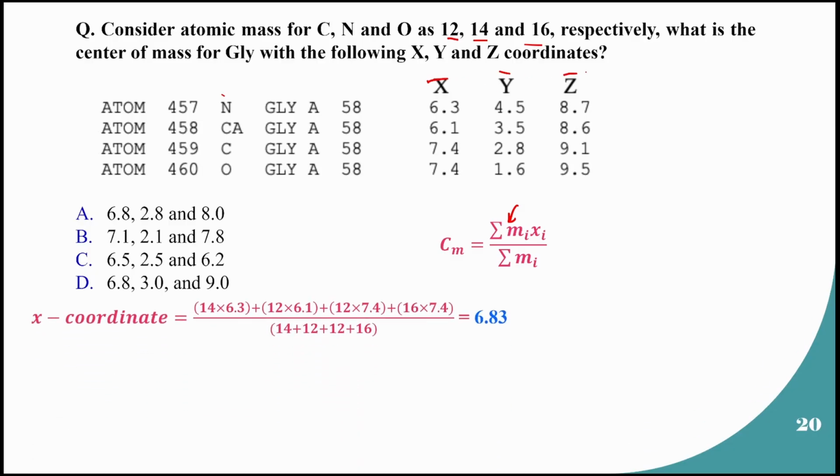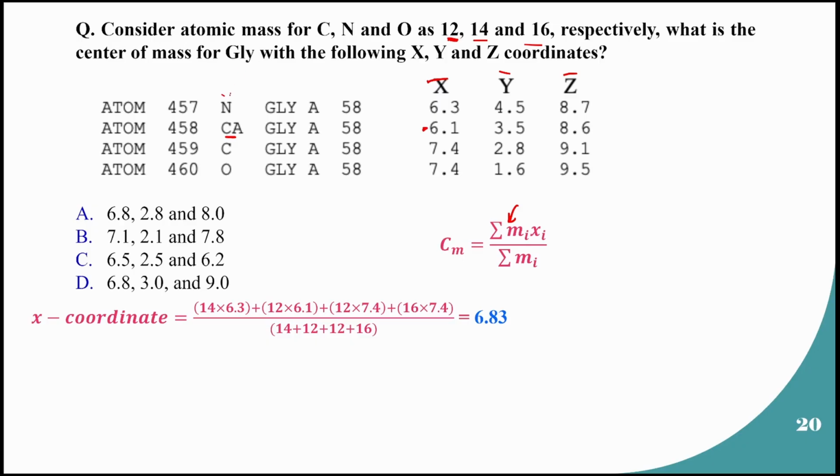So with that, for example, if I give you the X coordinate for the glycine residues, what you have to do is multiply, let's say, the first nitrogen, its atomic mass of 14 times its X coordinate, of course, first 6.3. Then you have to add that with the next atom, right? The next atom is carbon. It's C alpha atom. So that has an atomic mass of 12, of course, right? So it will be 12 times 6.1. So this particular value here.